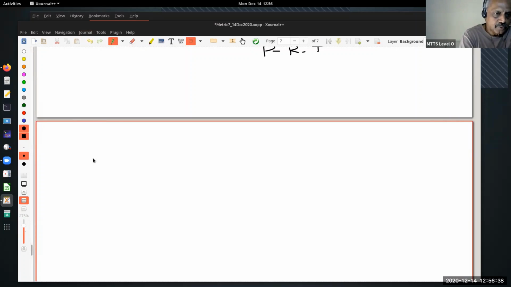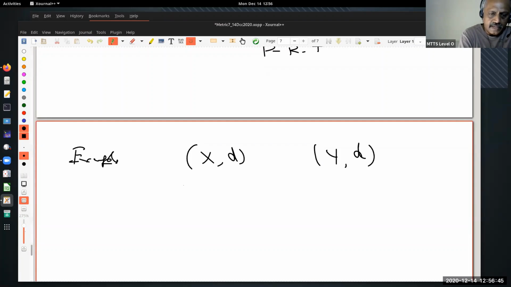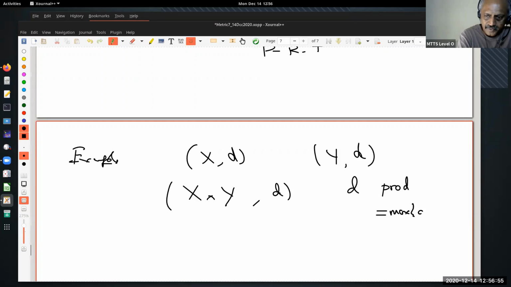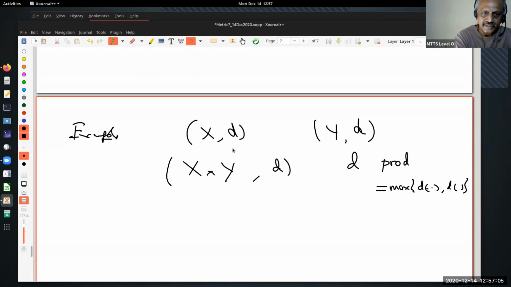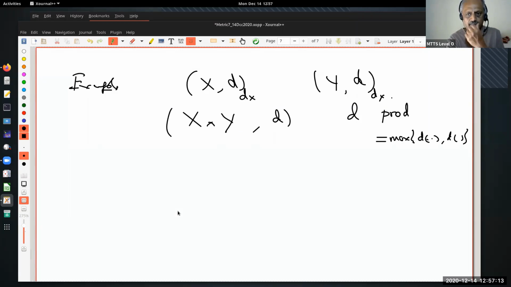The last example is a product metric space, but it's very easy. Suppose X_d is a metric space, Y_d is a metric space, and we have X cross Y, with d the product metric. What is our product metric? You know that it's the maximum of d of the x coordinates and d of the y coordinates, where this d is the distance on X and this d is the distance on Y. As I said earlier, I do not write it as d sub X, d sub Y, because I think all of us are intelligent.